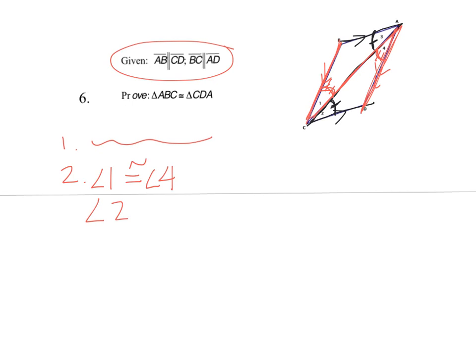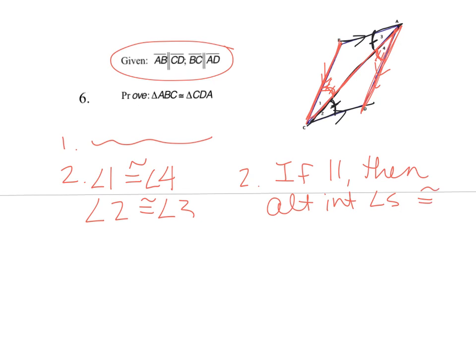So just by this little fact, our first statement is our given. You have to write it out. Our second statement is going to be that angle 1 is congruent to angle 4, and angle 2 is congruent to angle 3, and you definitely know the reason for that: if you have parallel lines, then you know that alternate interior angles are congruent.